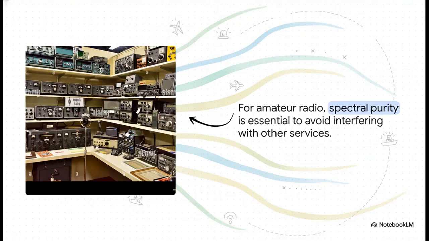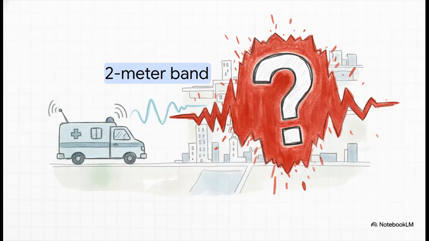For ham radio folks, keeping their transmissions clean isn't just about being a good neighbor on the airwaves. It's actually the law. They have to make sure their signals don't have any unwanted garbage that could spill out and interfere with really important stuff like aviation communications or public safety channels. So, let's set the scene.